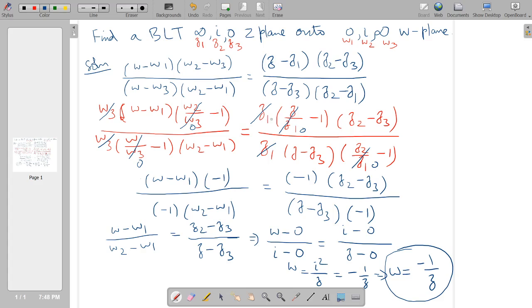So the key to find the bilinear transformation when one of the points that has been given to us is infinity: you just remove that term in the cross ratio both in the numerator and denominator, and take the remaining points and simplify it in the form W is equal to az plus b by cz plus d. This completes the solution of this particular problem.